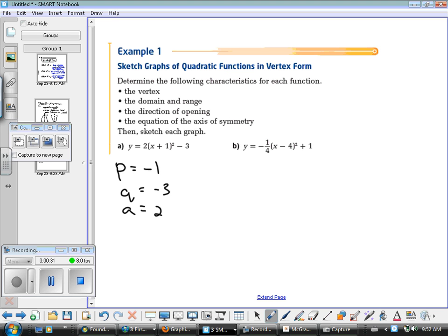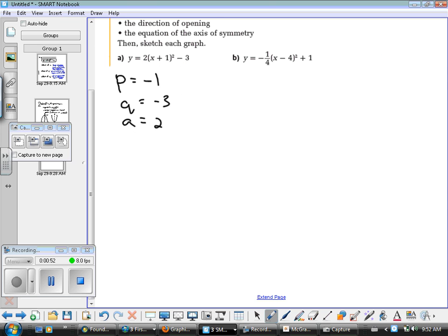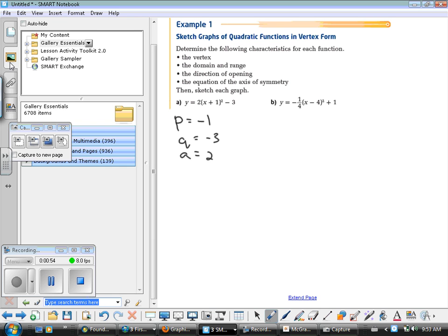Okay, so if you look at those three values, we're going to be looking at a graph that's a little bit narrower than our standard y equals x squared parabola. It's going to open up because a is positive, and it's going to have its vertex at x equals negative 1, y equals negative 3. Okay, so we can just draw that.